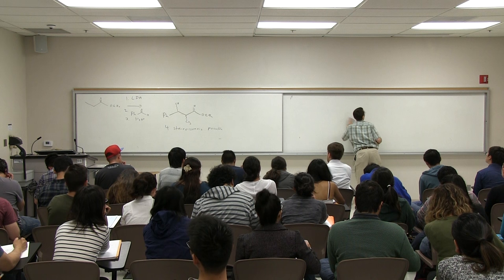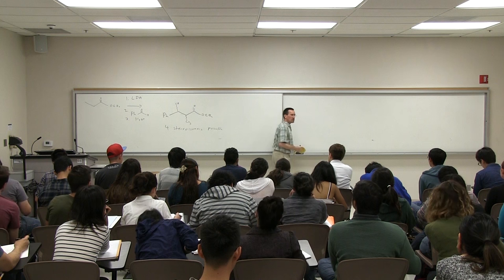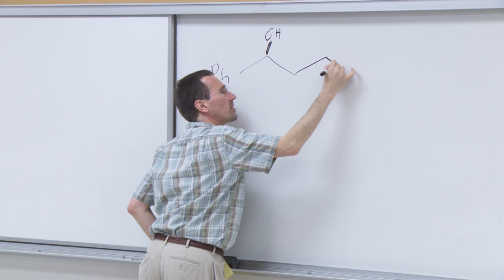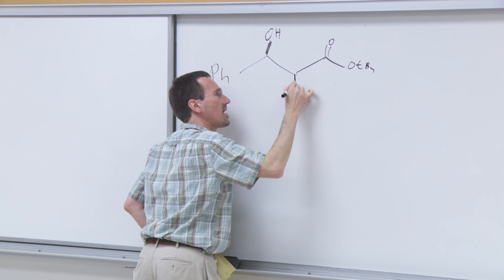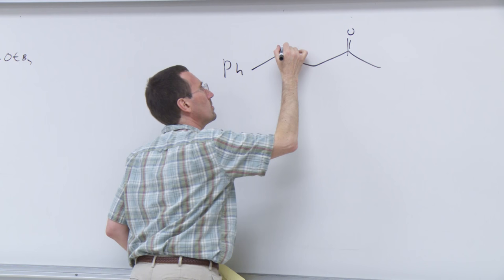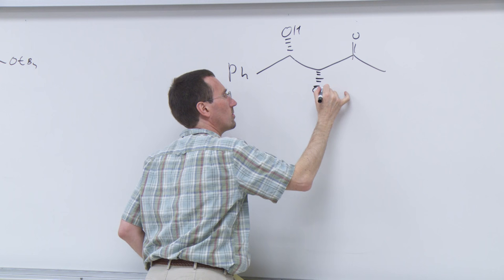So let's draw them out explicitly. I'll start and permute the variations here. So we'll start, I'll draw the OH coming out of the blackboard. And I'll draw the methyl group coming out of the blackboard. I'll permute and draw the OH going back into the blackboard, the hydroxyl group going back into the blackboard, and the methyl group going back into the blackboard.